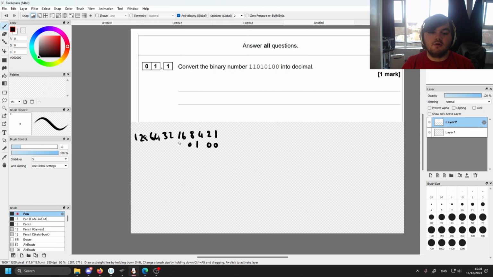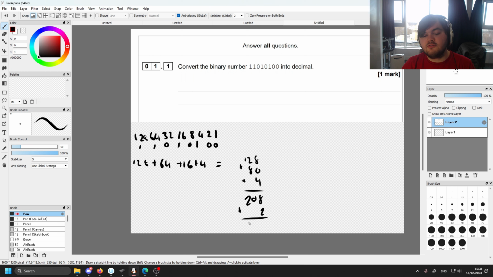Convert the binary number 11010100 into decimal. As was shown in the slides, draw out a table that is 2 tall and 8 long. Fill in the bottom row with the binary number and the top row with the powers of 2. If a column has a 1 in it, add the power of 2 from the top row, and if it's a 0, ignore it. So you should end up with a running total of 128 plus 64 plus 16 plus 4, which you add together to get 212.